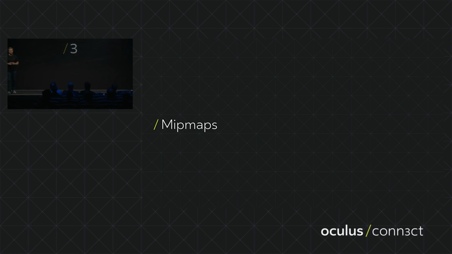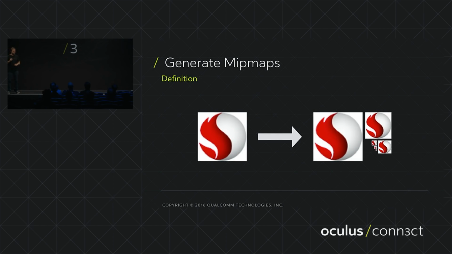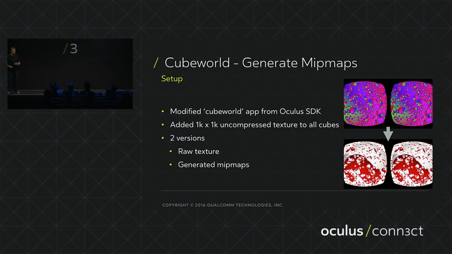The second use case would be mipmaps. From the guide, glGenerateMipmap is fast and efficient. You should build mipmaps even for dynamic textures and, of course, for static textures. And yours truly forgot a parenthesis, so sorry about that. Just to review, generating mipmaps means building lower resolution versions of the texture. The problem is we're rendering to a 1K by 1K eye buffer, so there's no need to be using a 1K by 1K texture in all cases.